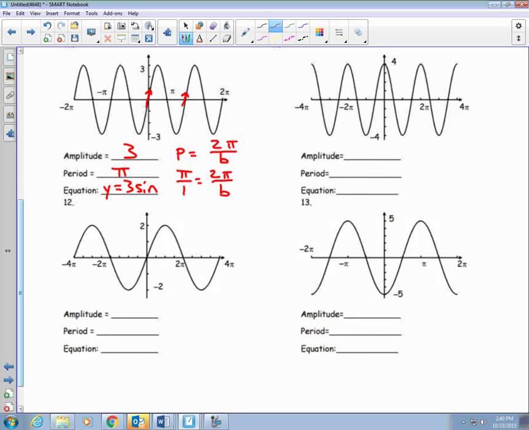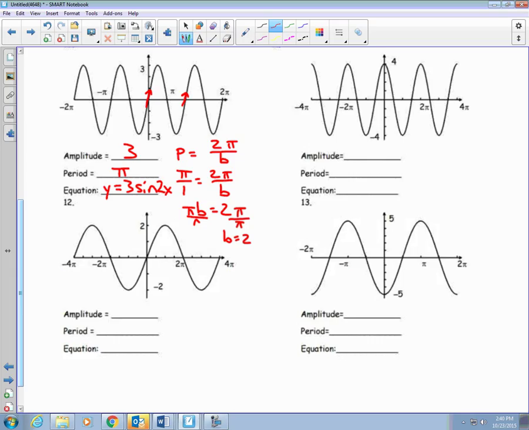What do I do? So I get pi times b is equal to 2 times pi. Divide by pi, and b is 2, so it's 3 sine of 2x is what it ends up being. See that? Let's look at the next one.